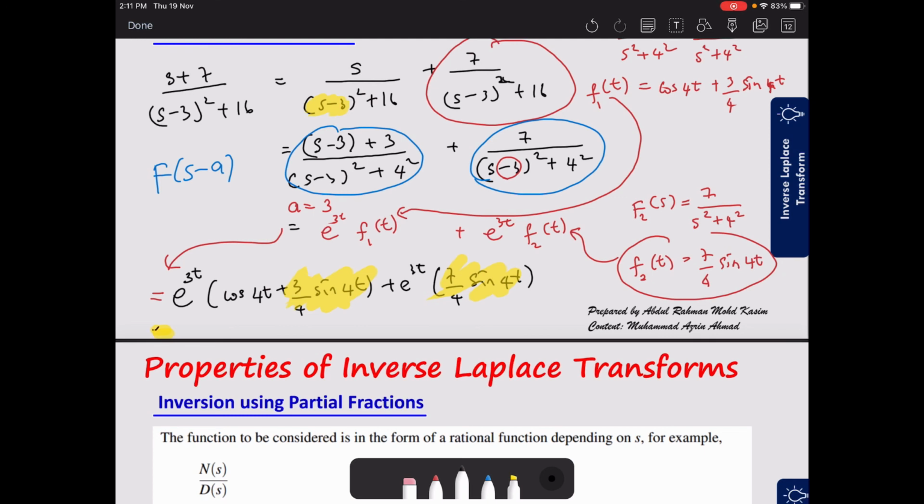The final answer is exponent 3t, and then you will have cos 4t, and then 3 plus 7 is 10 over 4, so you will get plus 5 over 2 sine 4t. So it is exponent 3t times cos 4t plus 5 over 2 sine 4t. I hope that you understand one by one and try to solve and get the correct answer.